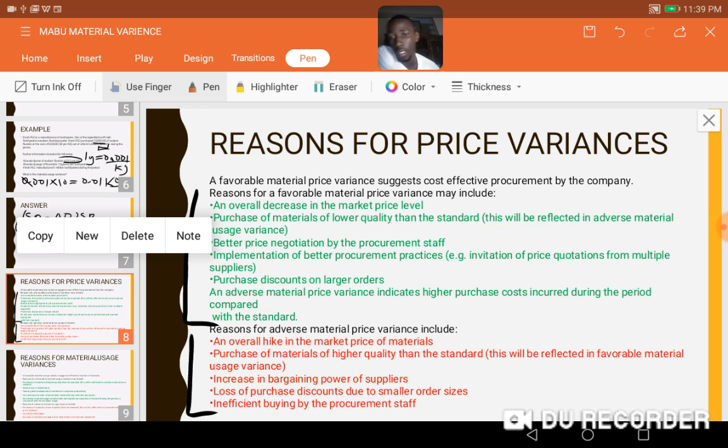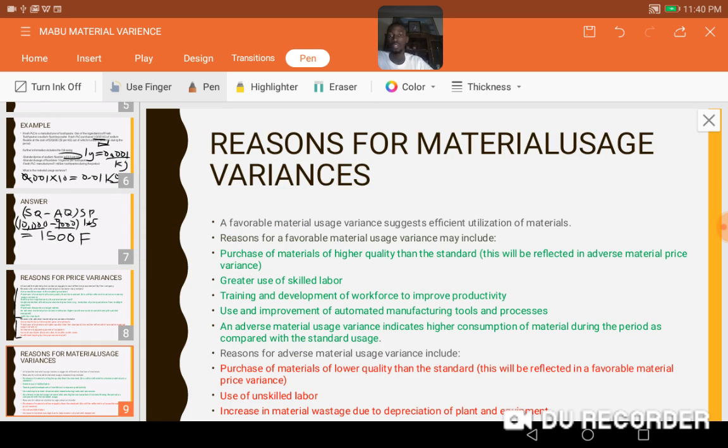Even when our procurement staff are not negotiating for discounts, or their inefficiency, just buying without comparing prices between different suppliers, that might lead to paying higher prices, therefore adverse variance. So we have the usage also there.